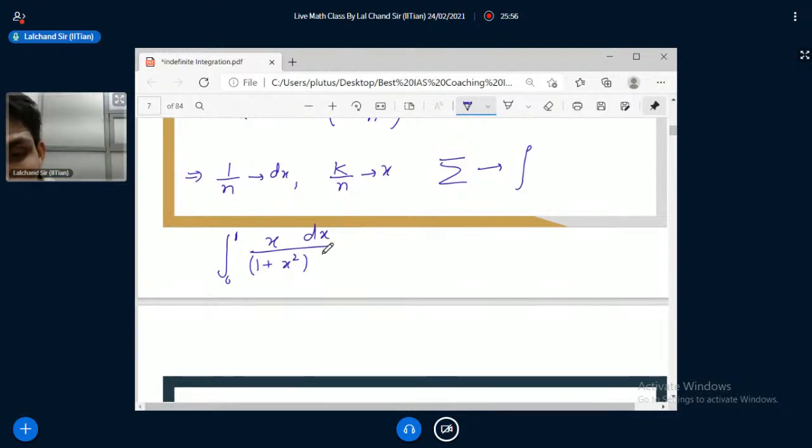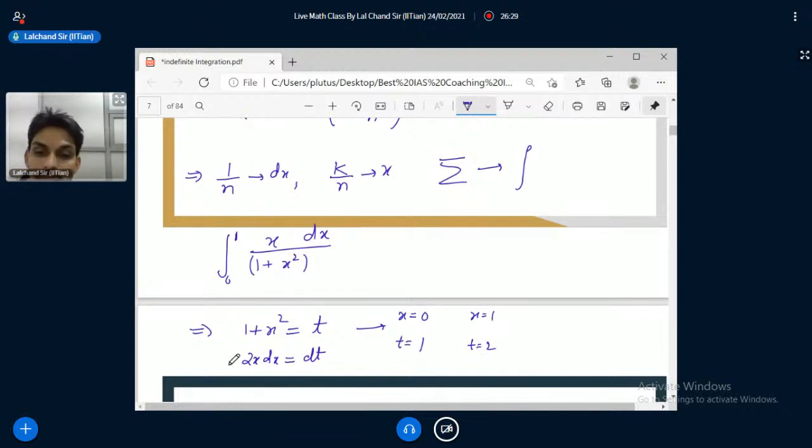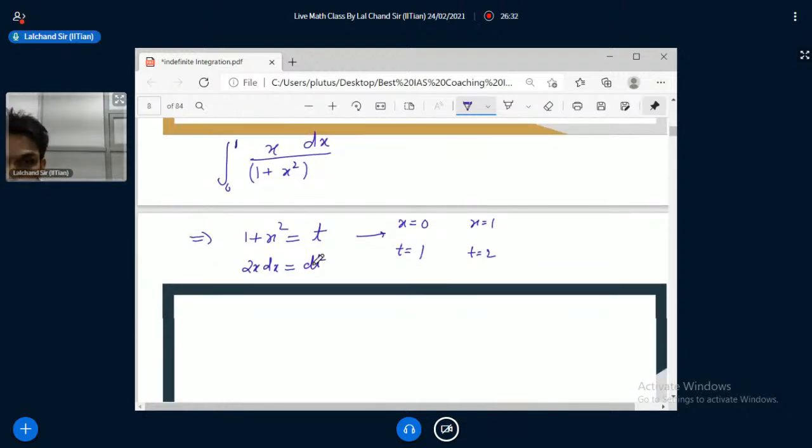Now, how do we calculate this integral? Can we use substitution? If I substitute 1 plus x square as t, then I have 2x dx as dt. And what is the change in limit? If x is 0, then t equals 1. If x is 1, then t equals 2. So if I change this integral by substitution, the limit will be 1 to 2.